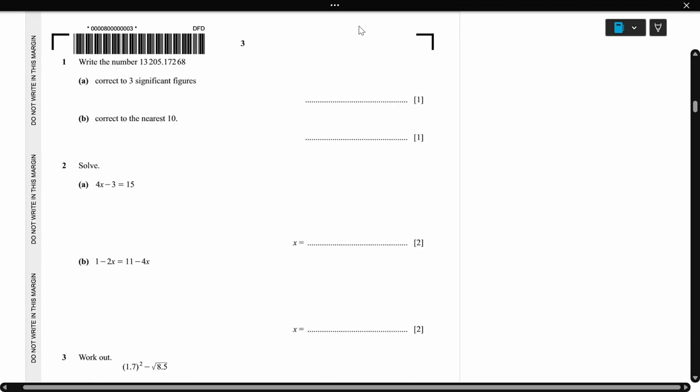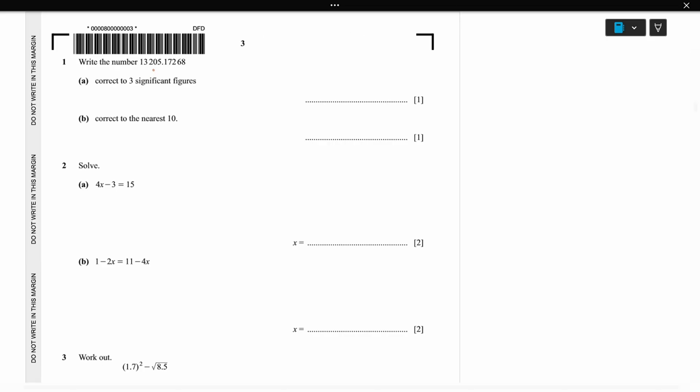Write the number 13205.17268 correct to three significant figures. From the left, look at the first three digits. The rest we are going to make 0. Check whether the fourth digit is 5 or above. If so, we should add 1, so this becomes 0. So 13200 is the answer here.